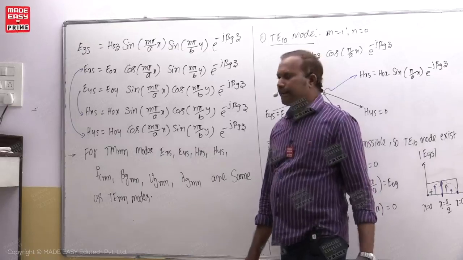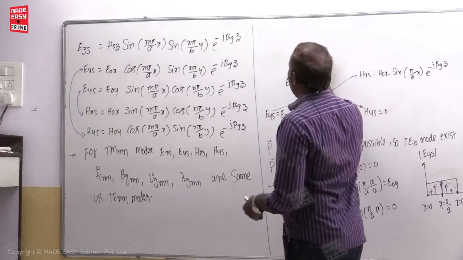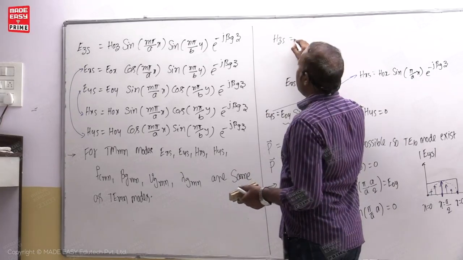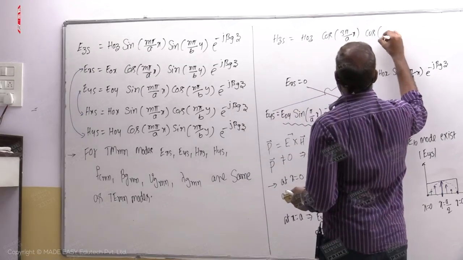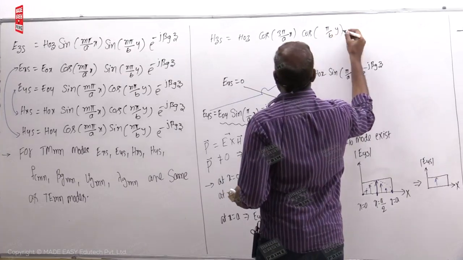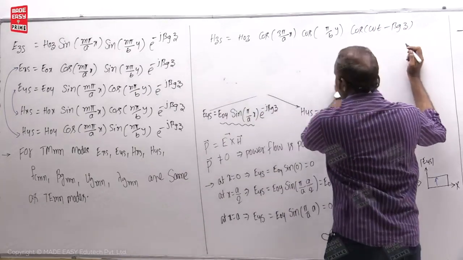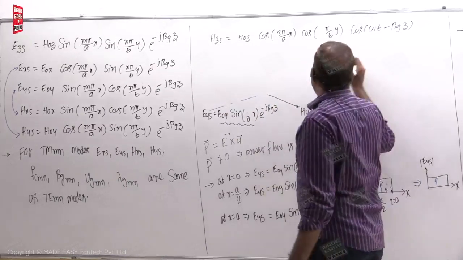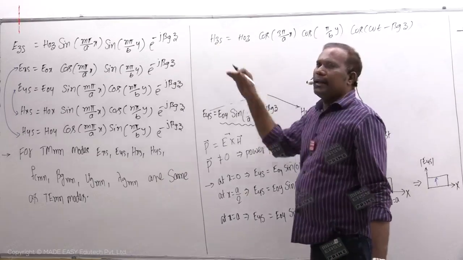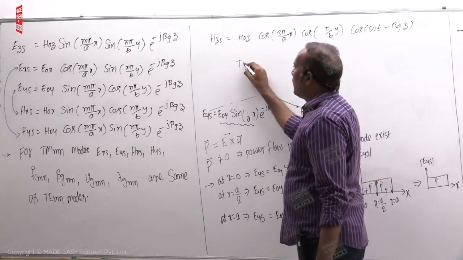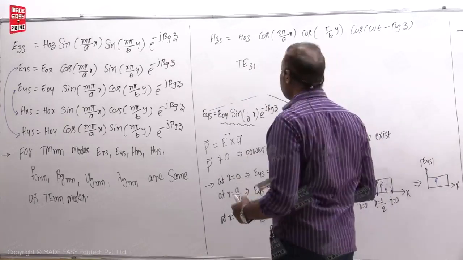Here I told you one thing, my dear students. For example, in examination, if they ask you a question like this: they have given Hz is equal to H0z cos of 3 pi by a into x, cos of pi by b into y, then cos of omega t minus beta g z, find the mode. Then you see here, the wave is traveling in plus z direction. For a wave traveling in plus z direction, Hz is given. That means TE mode is decided. So TE mode, and here M is 3 and N is 1. TE31 mode is the answer. Okay.